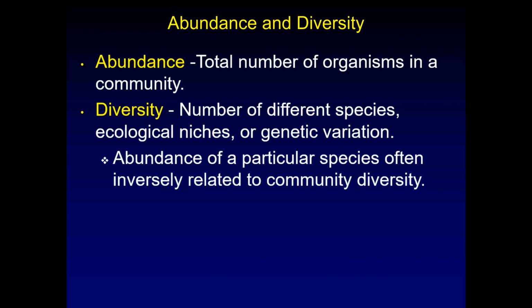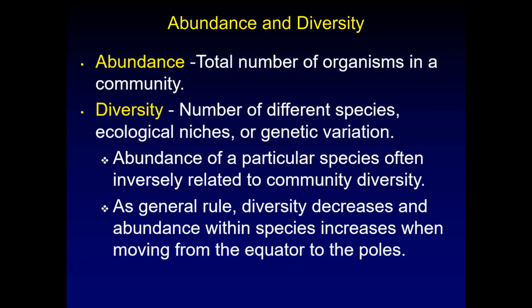So abundance of a particular species often inversely relates to community diversity. Let's say you measure 100 individuals and 90 of those are Canadian goldenrod, and then you have like 3 giant ironweed, 1 common ragweed. So you could see that even though you have a couple different species in there, it's mostly dominated by one particular species. The abundance of it can be said to be high.